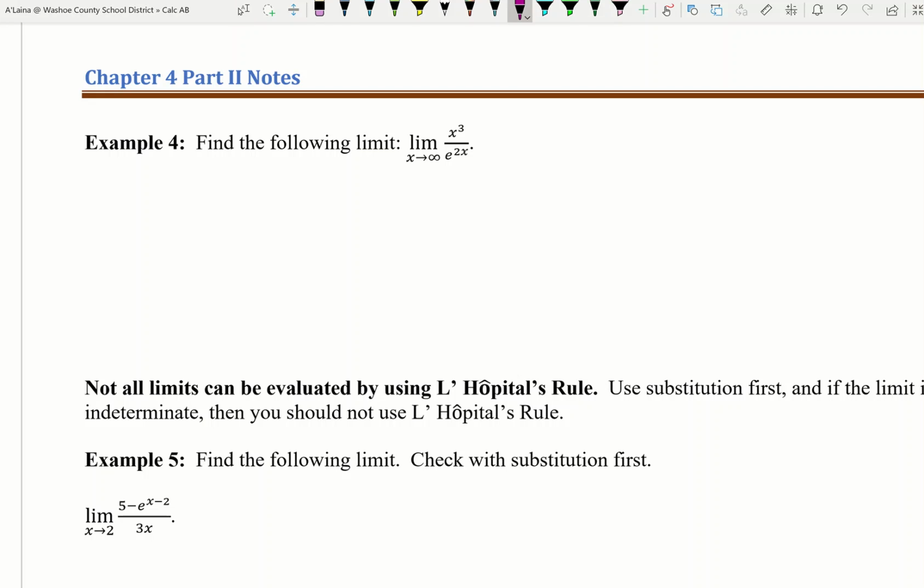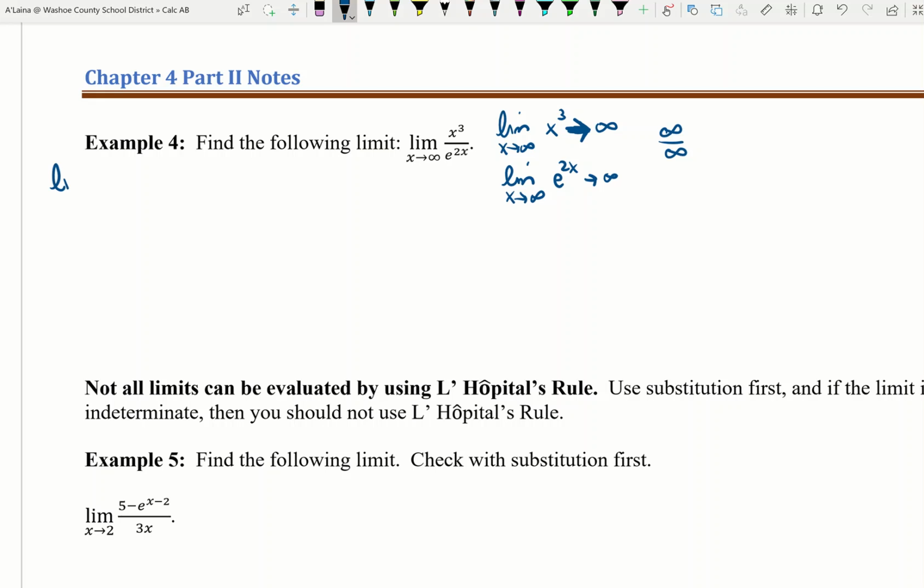Plugging in infinity, I can tell I'm going to get an infinity over infinity, which is an indeterminate form. Okay, so I can tell that the limit of the numerator is going to be infinity, and, I like arrows with limits, that the limit of the denominator is also infinity. So this is an indeterminate form. Wow, that's fun. And so I can use L'Hopital's rule.